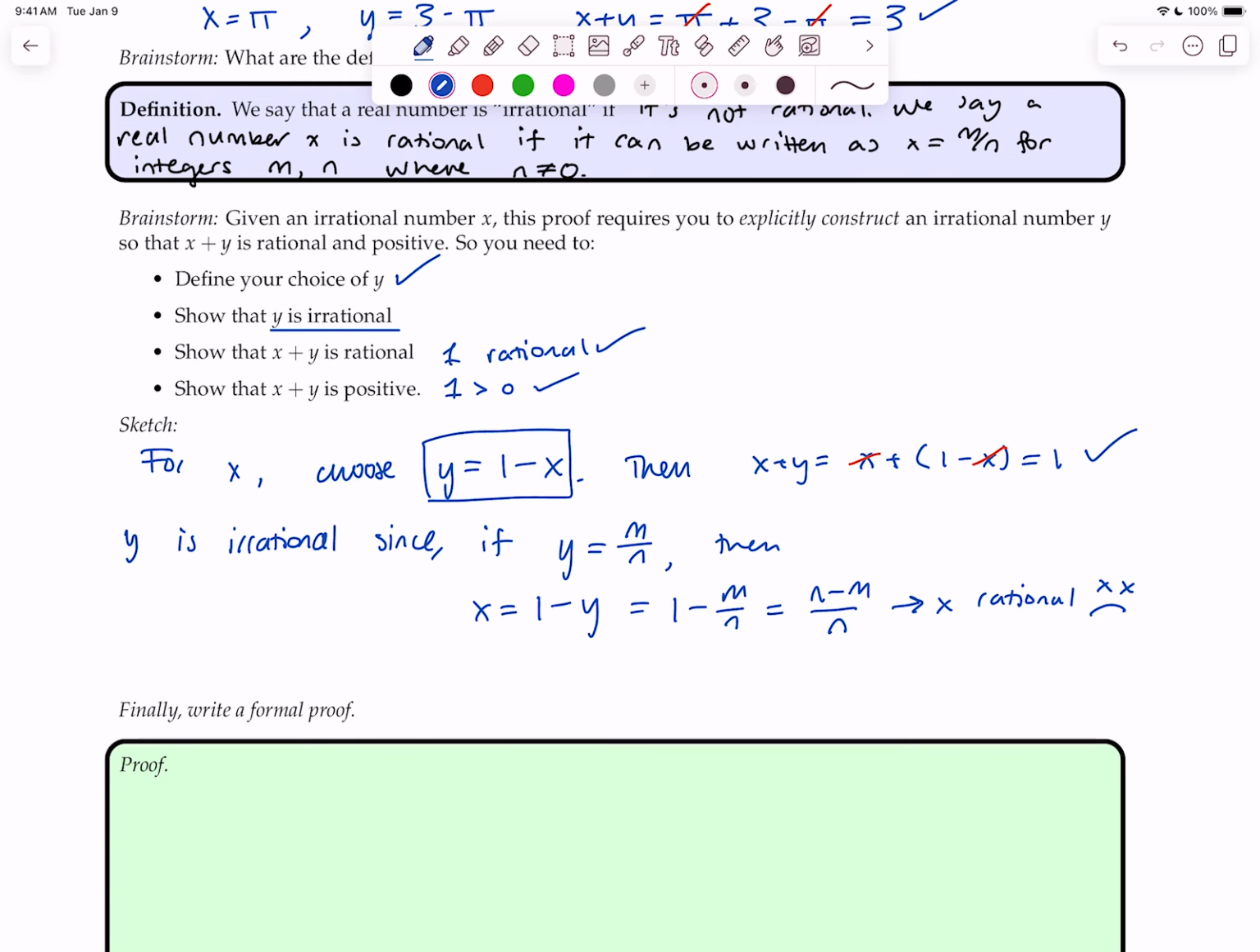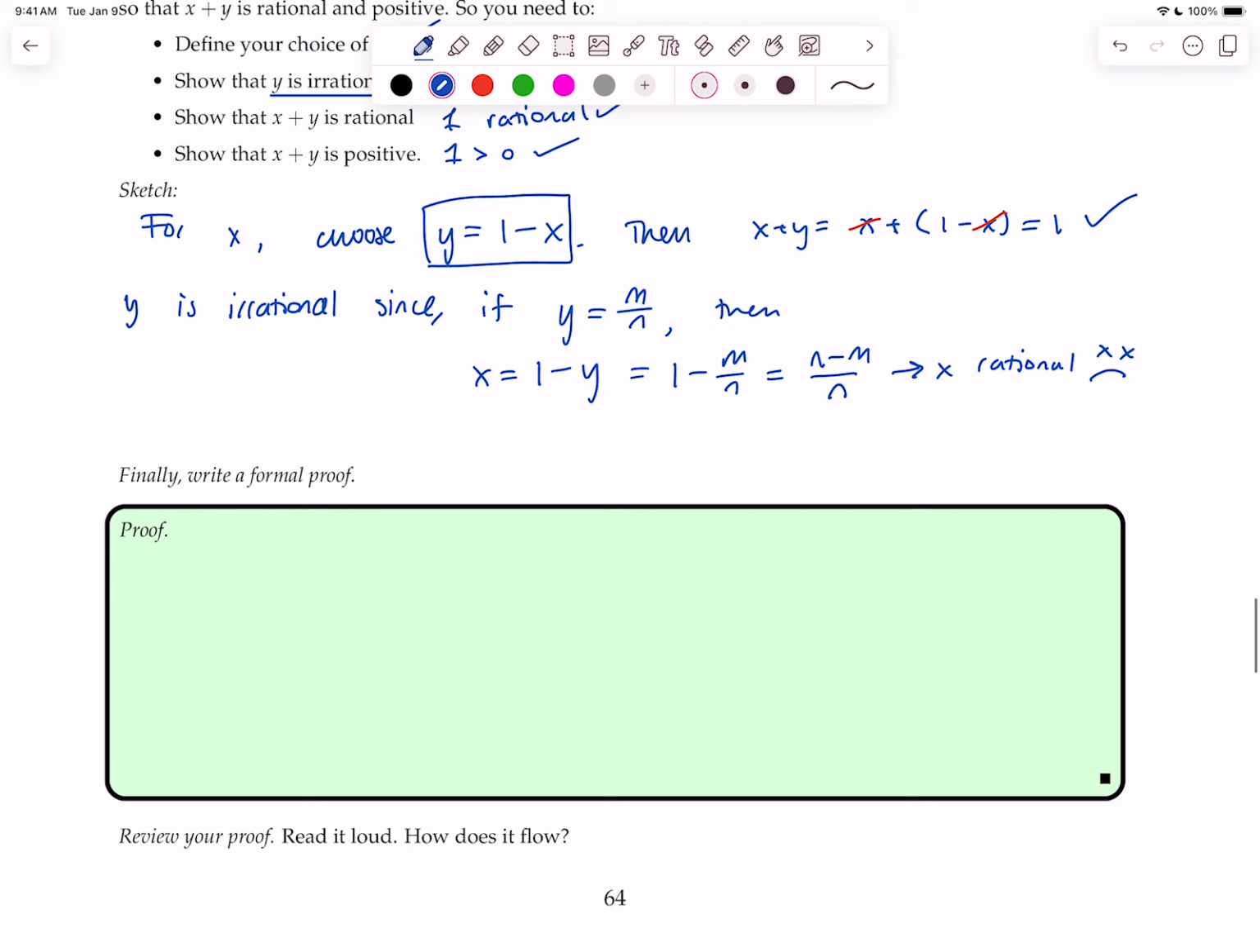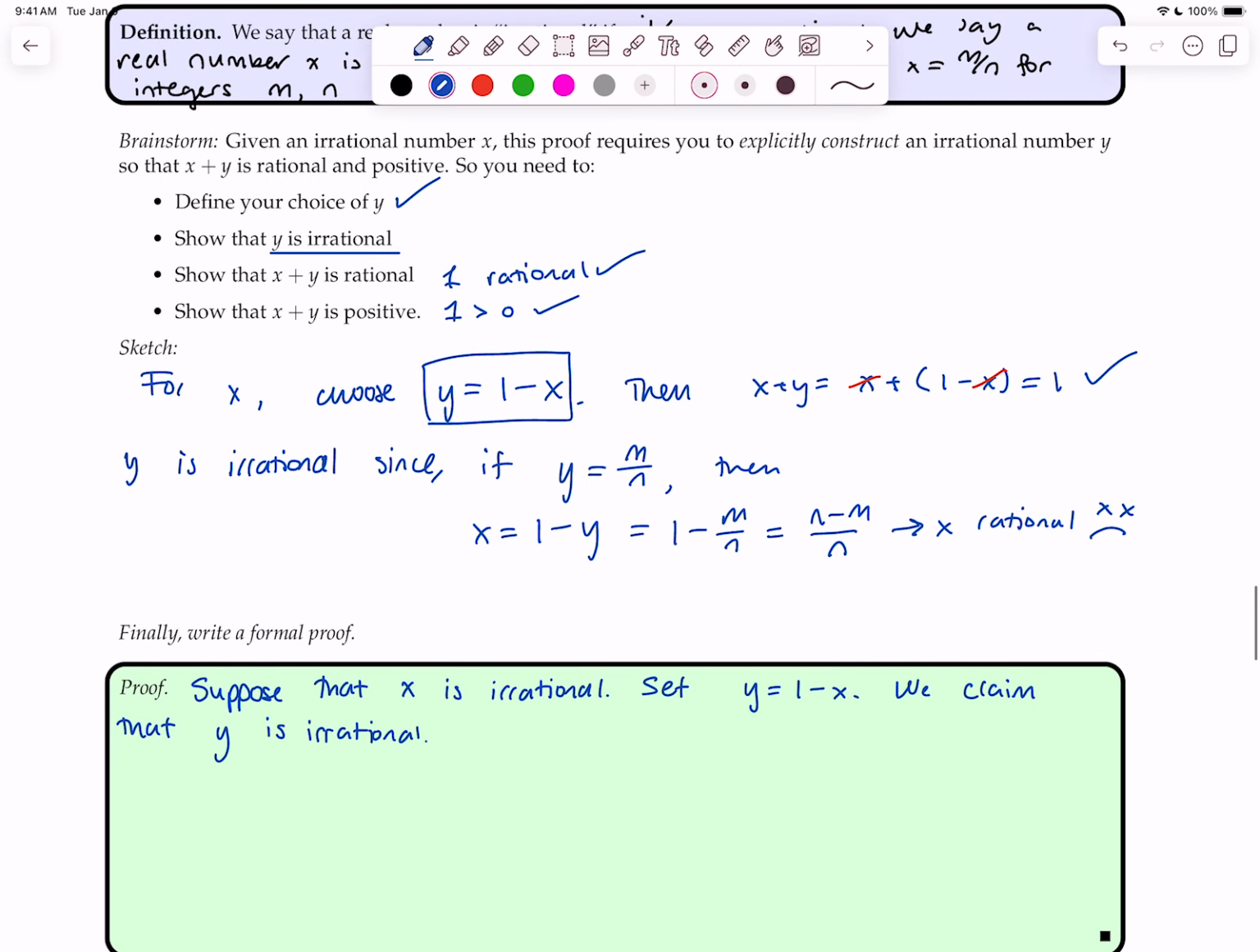Okay, so let's go ahead and write out the formal proof. So we're going to suppose, or assume, that x is irrational. Now, let's define or set y to be equal to 1 minus x. We claim that y is irrational. Right, we've defined our choice of y. That's good. We've done this piece. And now we want to go ahead and show that y is irrational, and make sure it satisfies all these things.